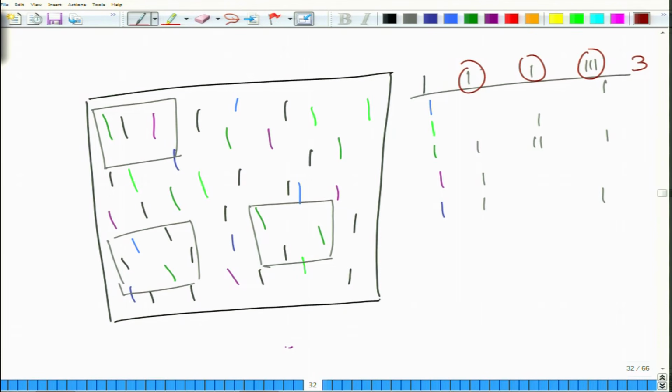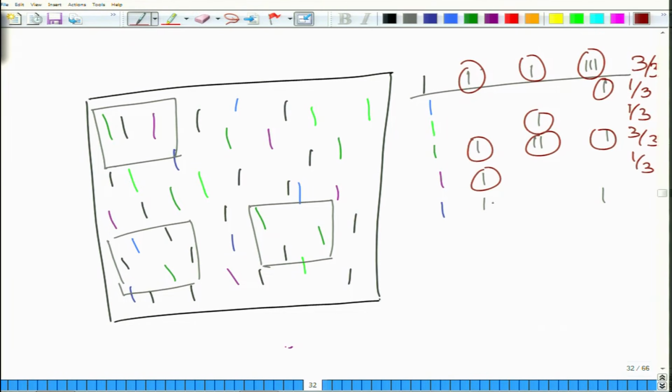It was found here, it was found here and it was found here. So, the frequency of this particular species is 3 divided by 3. In the case of the blue species we only found it once. So, the frequency is 1 by 3. In the case of light green it is 1 by 3. Here it is 3 by 3. Here again it is 1 by 3 and here it is 2 by 3.